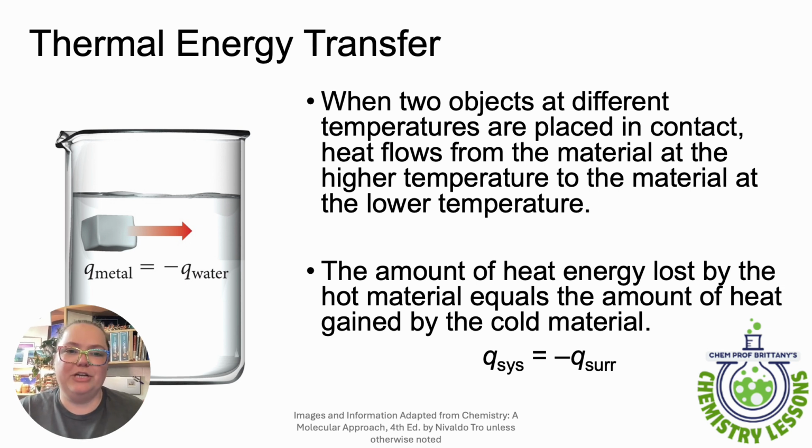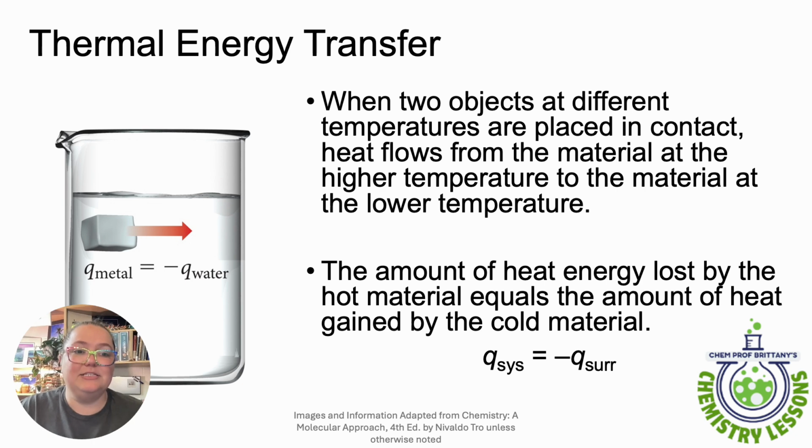When two objects at different temperatures are placed in contact, heat flows from higher temperature to lower temperature. That is a law of nature. It always works that way, right? Because we know about the law of conservation of energy, we know that the amount of heat or thermal energy that is lost by the hot thing is equal to the amount of heat that is gained by the cold thing. Because we're talking about, again, thermal energy, law of conservation of energy.